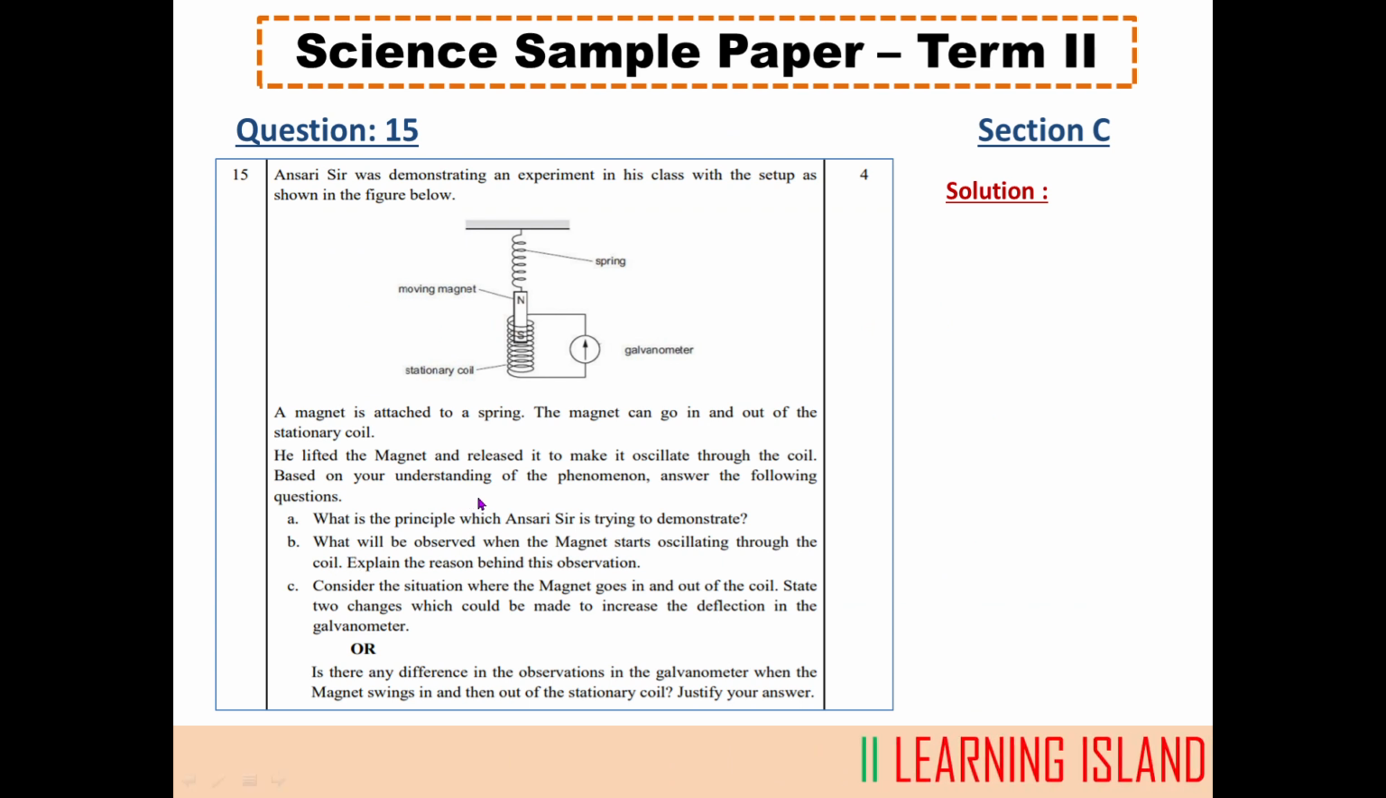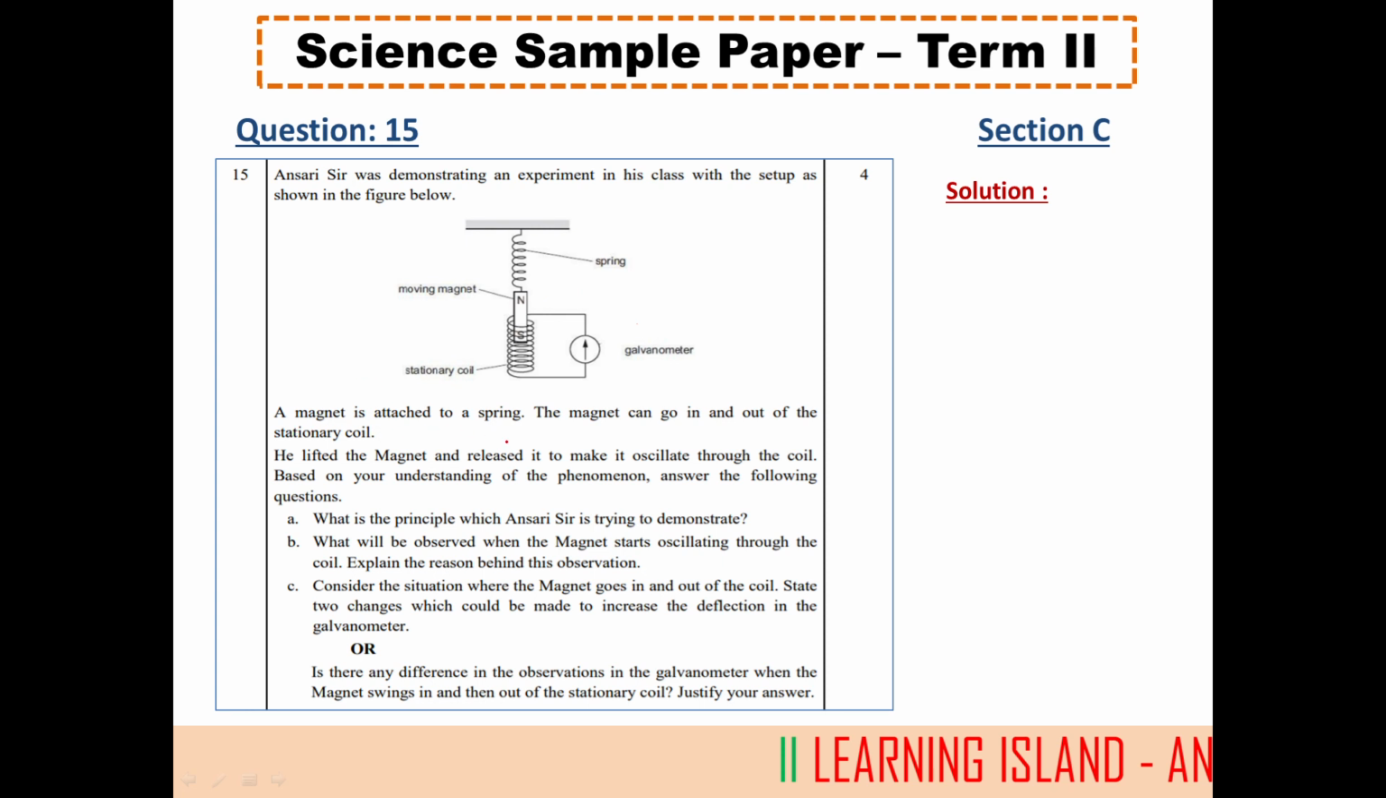In 15, what is mentioned here is also very easy. You see, Ansari sir was demonstrating an experiment in the class with the setup as shown in the figure. Here you see from a spring, a magnet has been hung, which can move to and fro vertically inside a solenoid. And here is also a galvanometer connected to detect whether current flows or not. I hope this picture is clear to you.